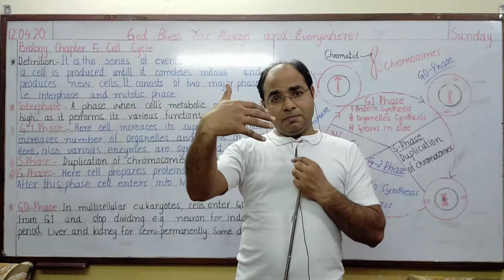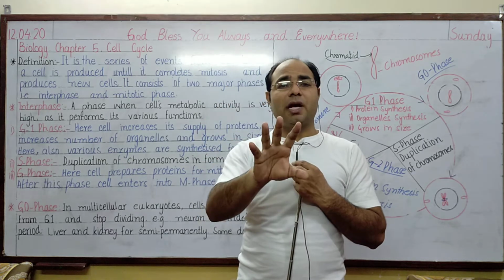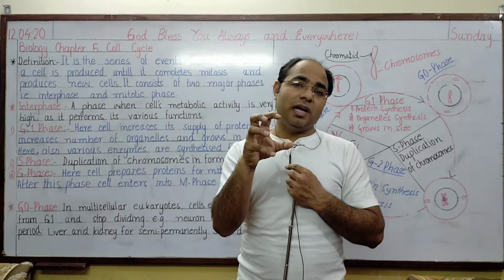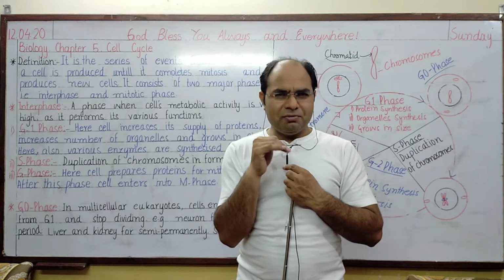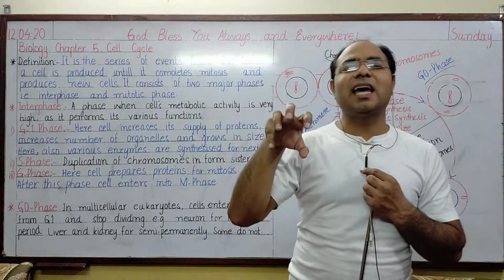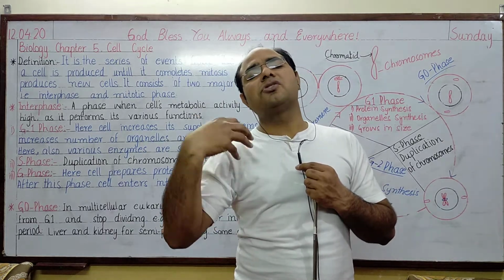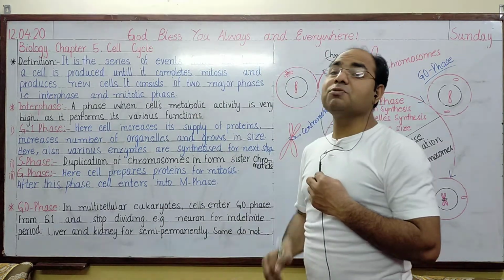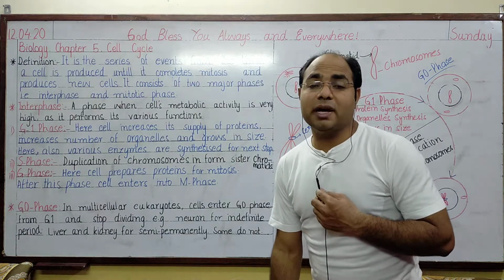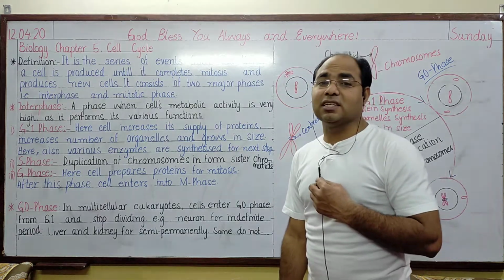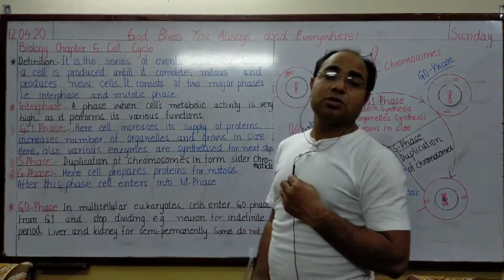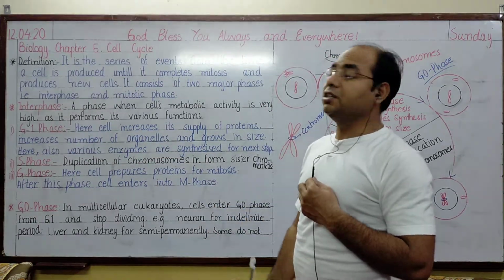Now a cell, in order to reproduce, has to pass through two phases. Now what are those two phases? Phase 1 is interphase. Interphase is the phase where the cell tries to prepare itself for the process of division. And this phase is furthermore consisted of three sub-phases. First we need to see what interphase is.